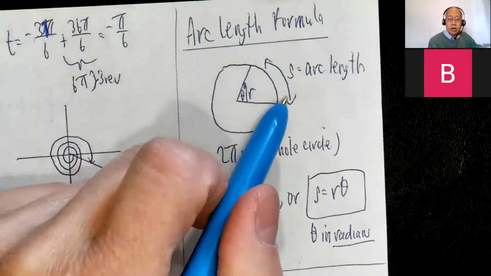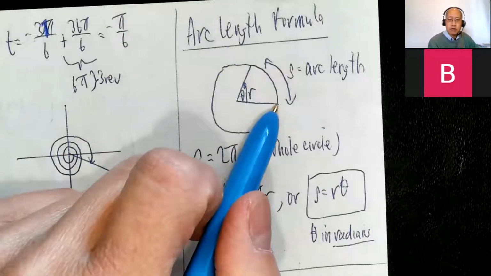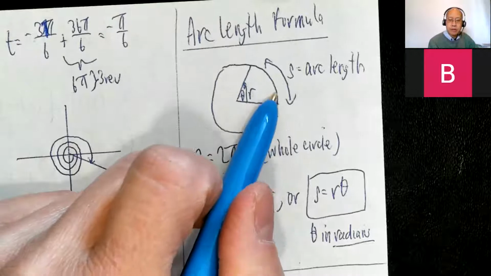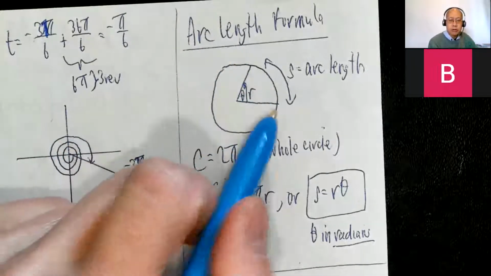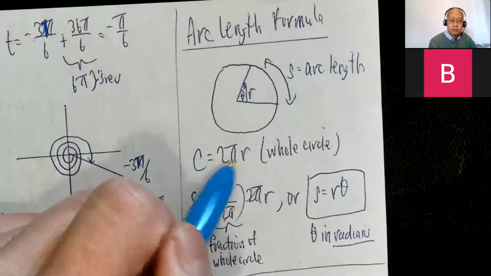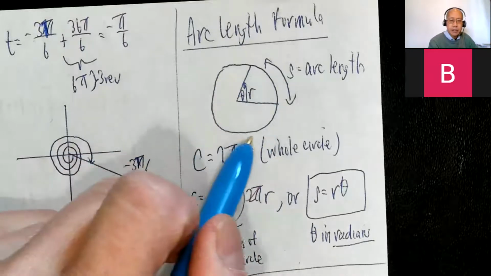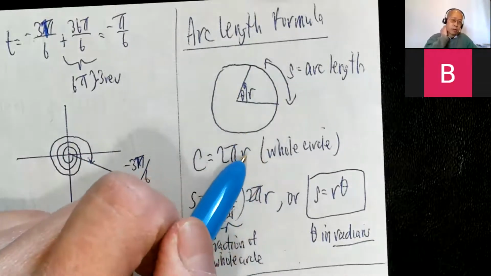Arc length is a fraction of the whole circumference. If I walk in a circular path, it's an arc, like so. How far is it if I walk from here to here? If I go all the way around a circle, the circumference is 2 pi r, the whole circle. If I start here, walk all the way around, and end up back here, how far have I walked? I've walked the circumference of the circle, which is 2 pi r.